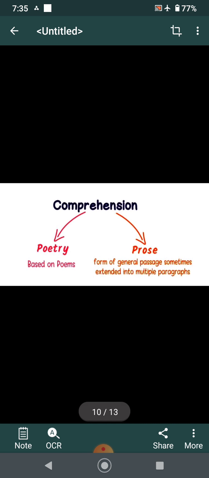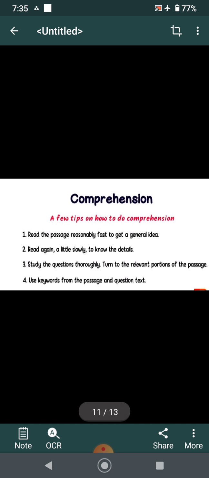Now, comprehension can be of two types: poetry and prose. When we are given a comprehension, it can be in the form of a poem or in the form of a paragraph, which we call prose. There may be one or two paragraphs together. It depends upon the comprehension type. Poetry is based on poems. Prose forms a general passage, sometimes extended to multiple paragraphs. Multiple means more than one.